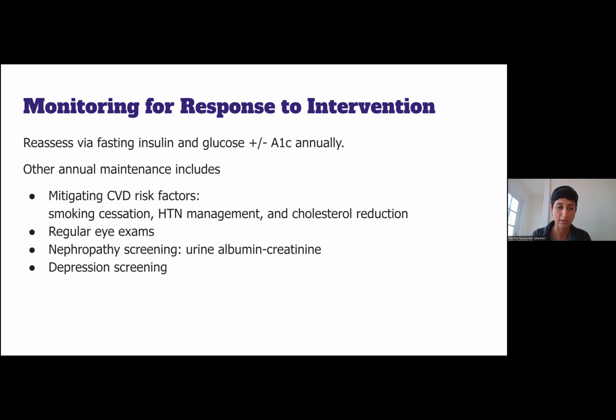And then associated with weight gain and development of chronic illnesses, the prevalence of depression starts to rise. So you should be screening these patients using a PHQ-9 or whatever else is your favorite screening tool, at least annually also.